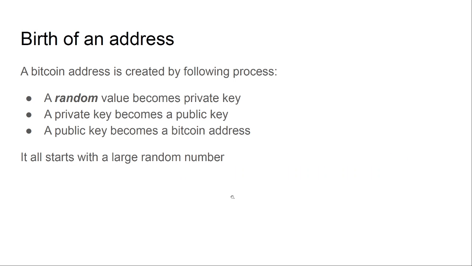Okay, so birth of an address. A Bitcoin address is created by the following process. A random value becomes a private key. It all starts with the private key, and the private key is just a large random number. I've got that word random in bold because that's really important, and it's fundamental to understanding how this works, because a lot of times when we think about getting an account number, many people liken the Bitcoin address to an account number.